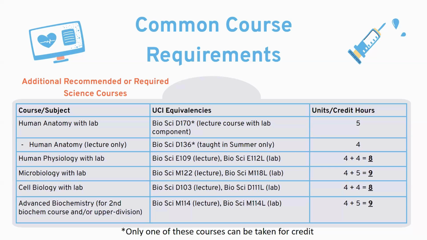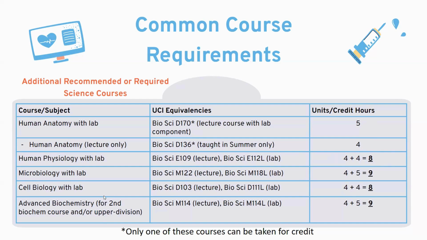This may become important to you if you're applying to a school that asks for a certain number of credit hours of anatomy and physiology together. For whatever classes you've taken, you would add up the units for those classes. Most often I've seen about 12 units or so, 9 to 12. Taking human physiology with lab, the two classes for 8 units or credit hours, and one of the anatomy classes would suffice.